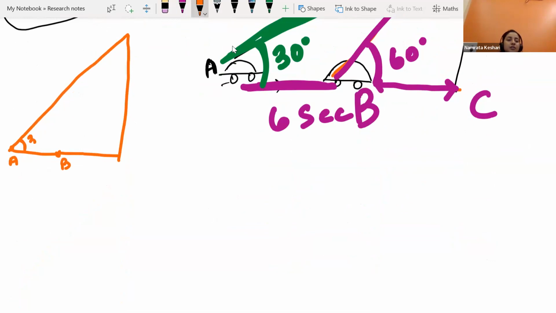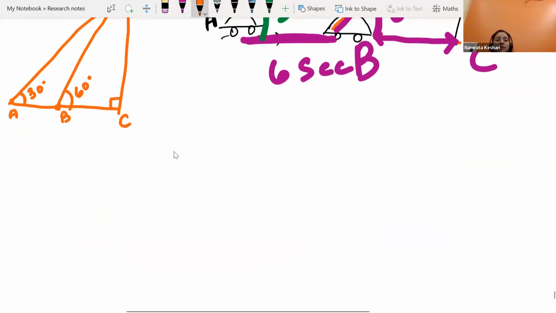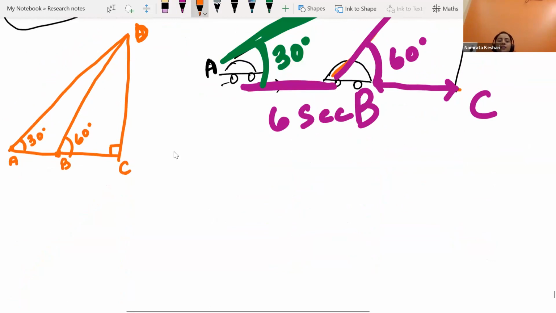This much is 30 degree. If we join like this, this much will be 60 degree. This is 90 degree, A, C. Okay, A we have already written A, B, C. Let's say D. Now we will focus on this figure A, B, C, D. Can you see it?